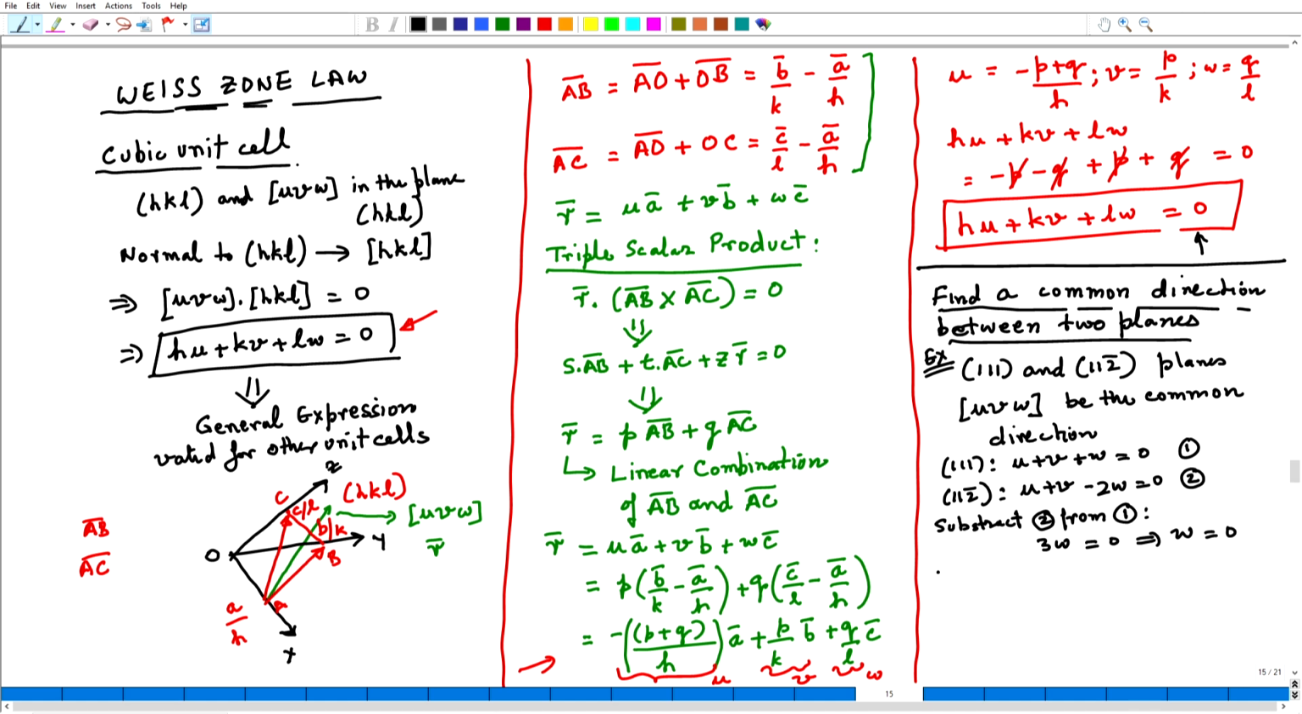Now, I can multiply equation 1 by a factor of 2 and add to equation 2.